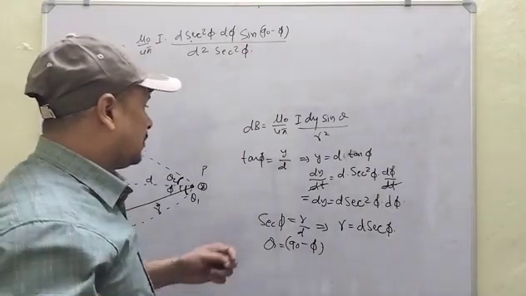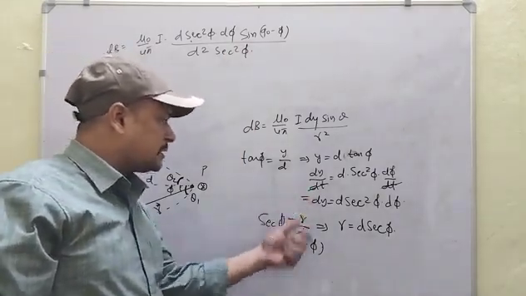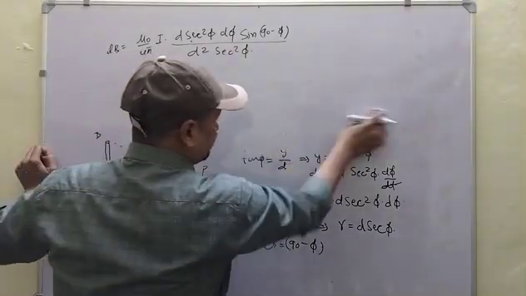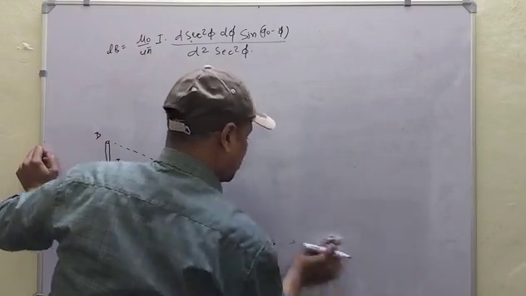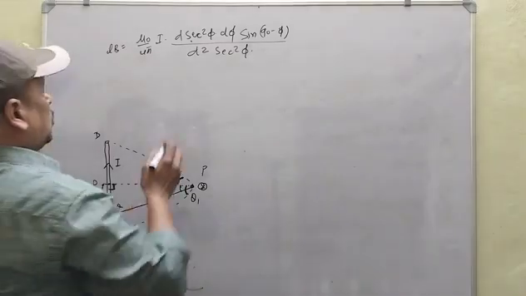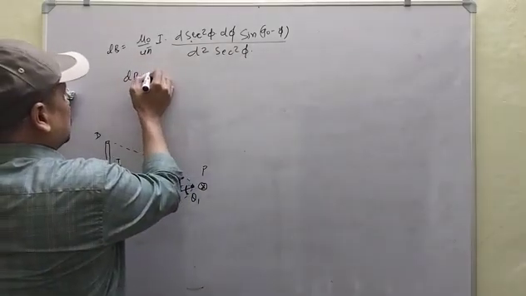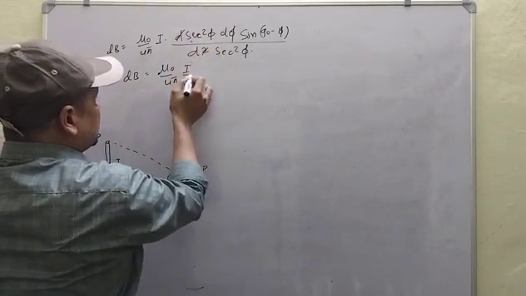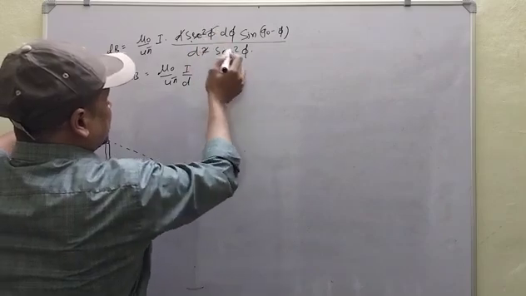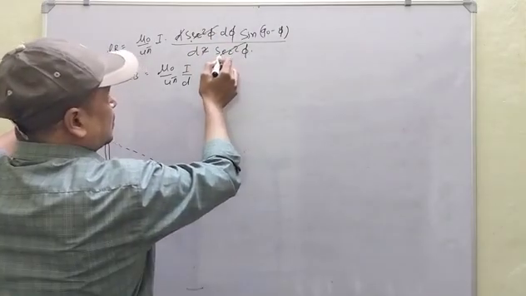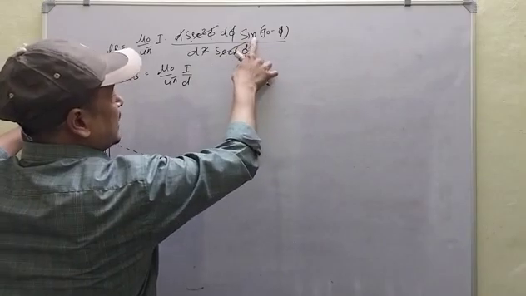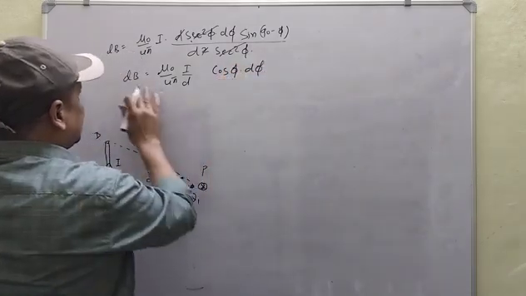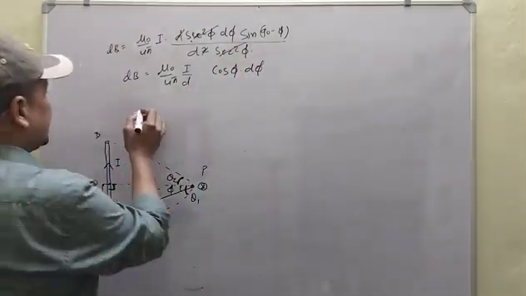Now we placed all the values in this equation. So dB equals mu naught by 4 pi I, and one d gets cancelled, so by d, and sec square phi gets cancelled. So it becomes sin of 90 minus phi, which is cos phi, and d phi. This is the dB. Now we need the d.